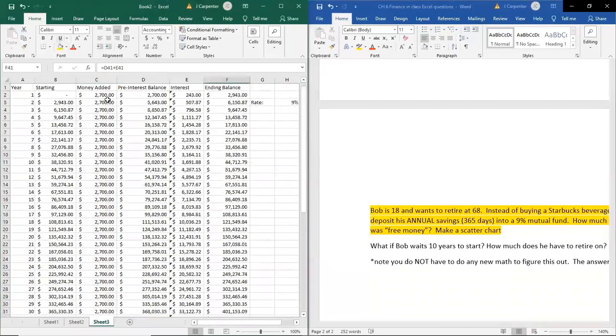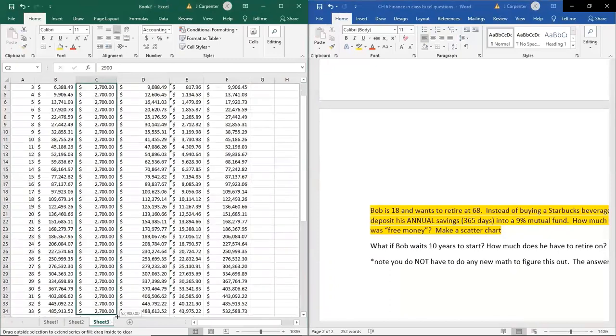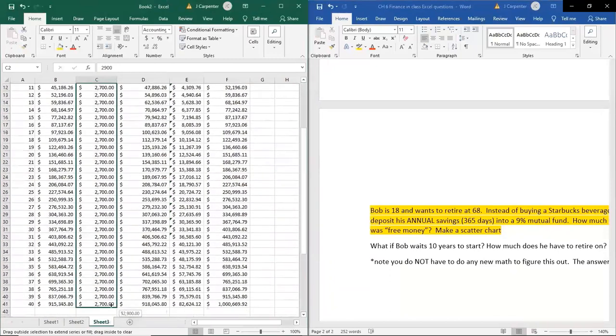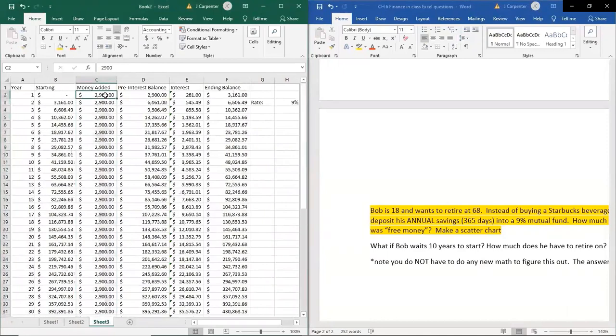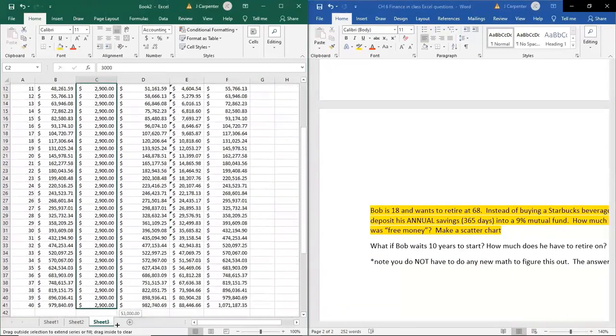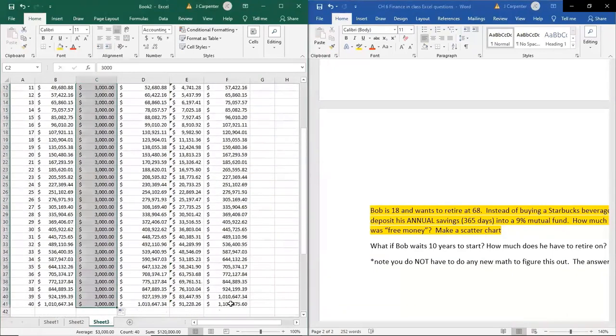Still not enough. Maybe it needs to be about 2,900, which I'm not even saying how many cups of coffee that is. You could divide it by 365 to figure out your daily deposit. There we go, we're getting close. Maybe 3,000. That's where I'm going to stop though. 1.1 million, close enough, so 3,000. How much is that a day?